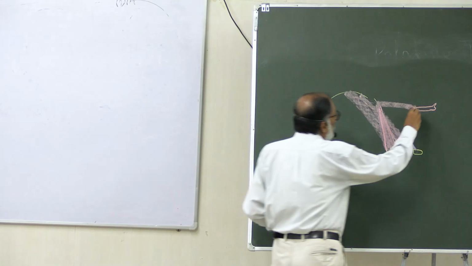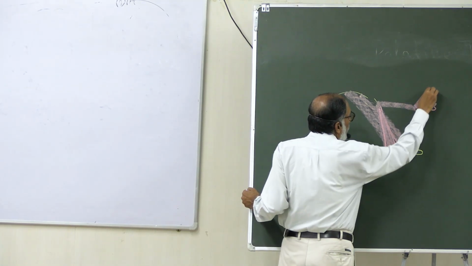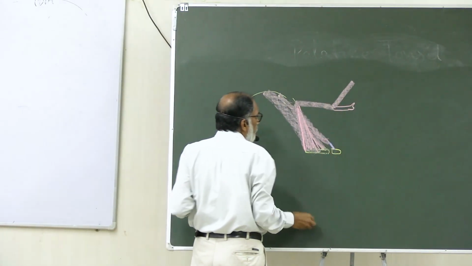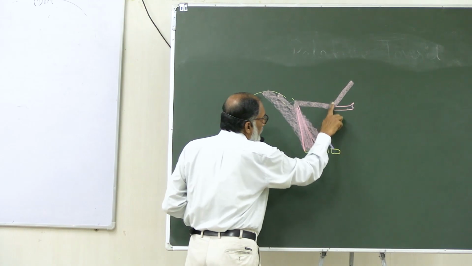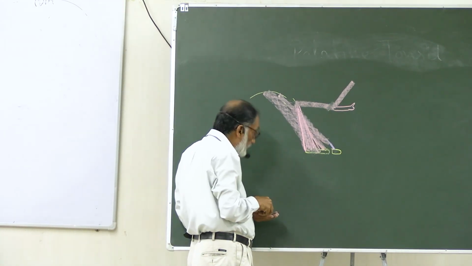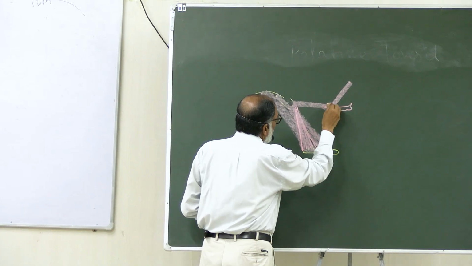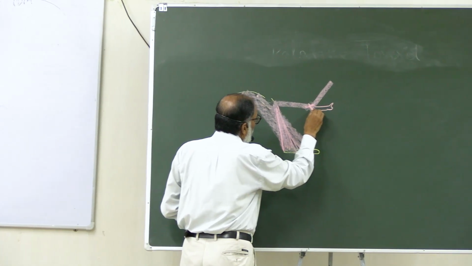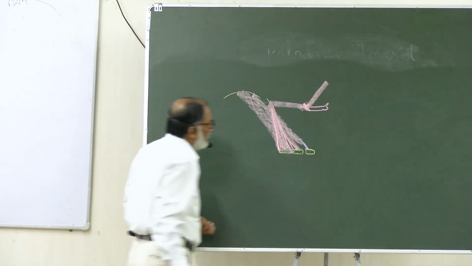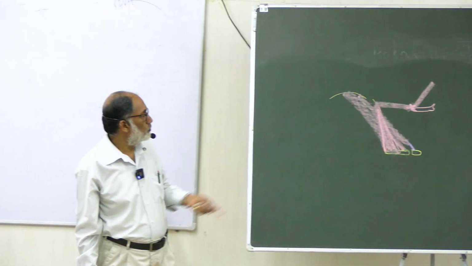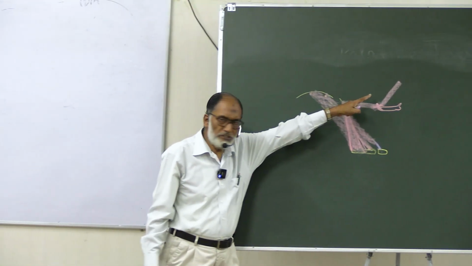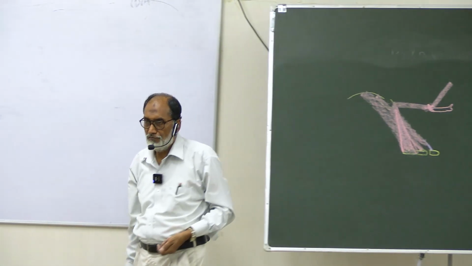From here, another belly will go like this. This is called the anterior belly. These two bellies here become tendinous, forming an intermediate tendon, and there is a loop. That loop is attached to the hyoid bone. So this is the posterior belly, this is the anterior belly of the digastric. Right?